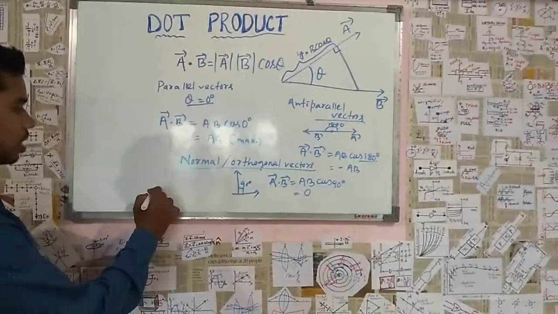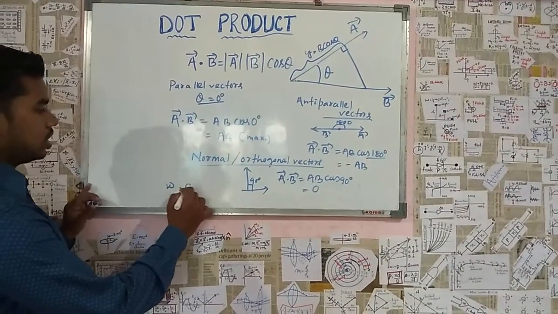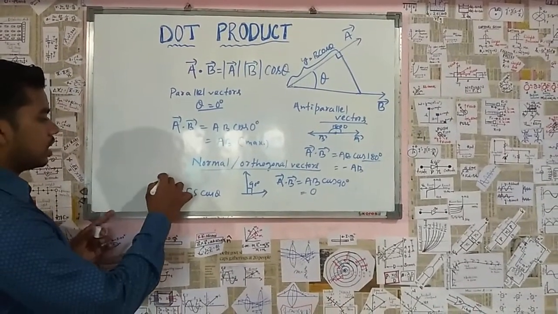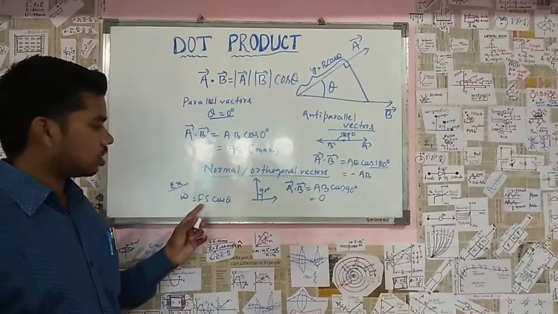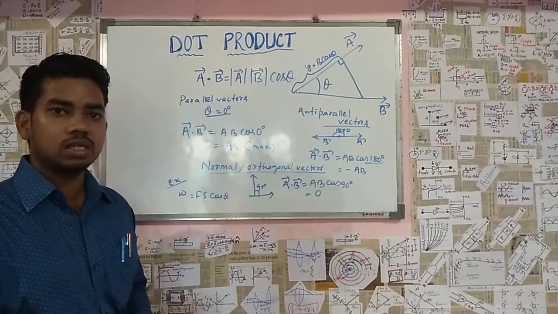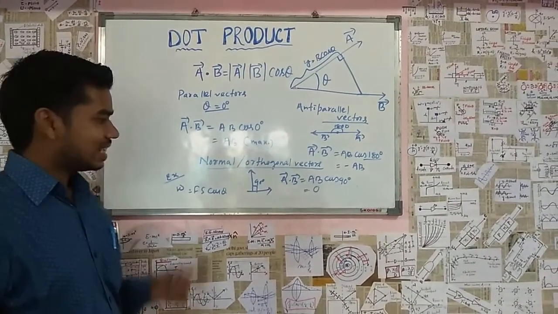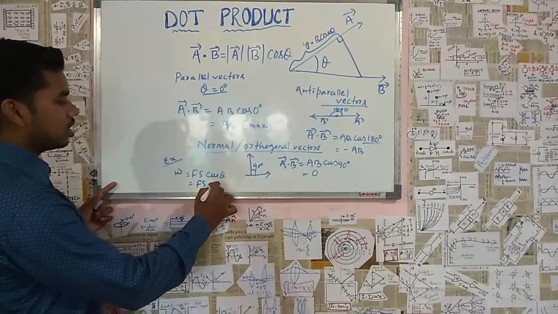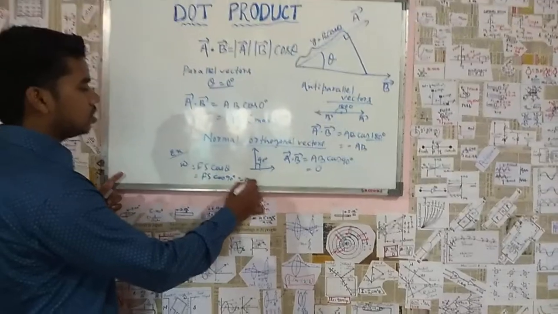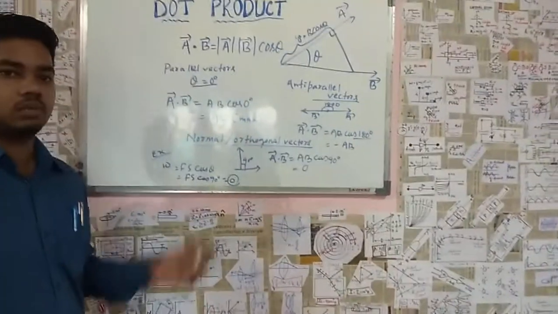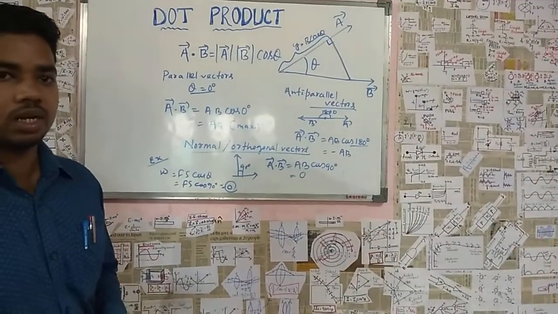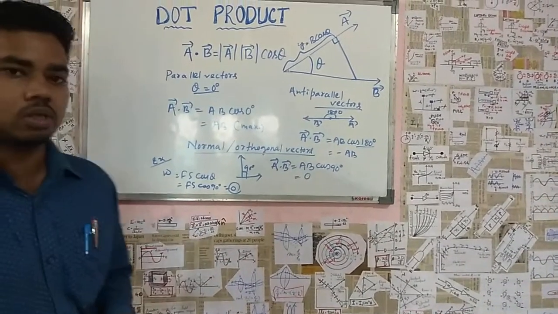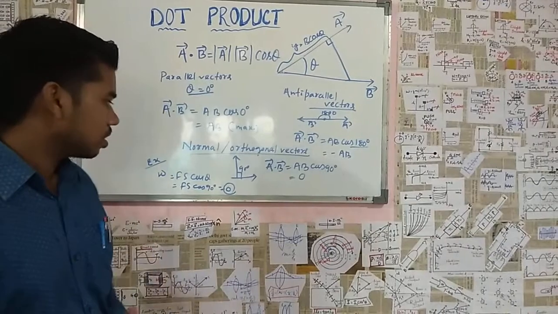So while we are calculating work done, W is Fs cos theta. In this example, when we say that if force and displacement are perpendicular to each other, then no work is done, why? This can be explained by the dot product. If theta is 90 degrees, Fs cos 90 is 0, so no work will be done. This is the explanation of work through the dot product. And there are so many physical quantities which are the results of the dot product of two vectors. We will discuss later. Okay.